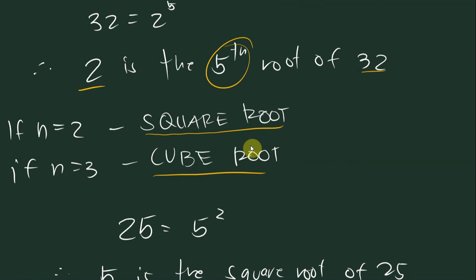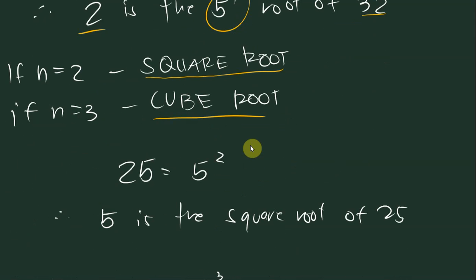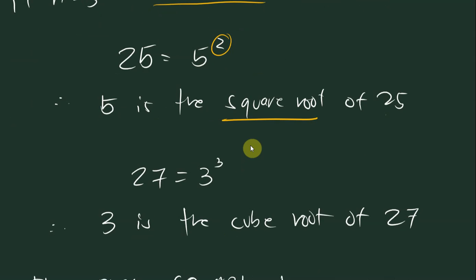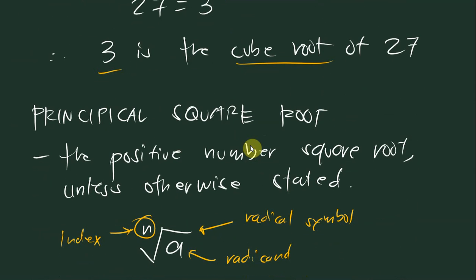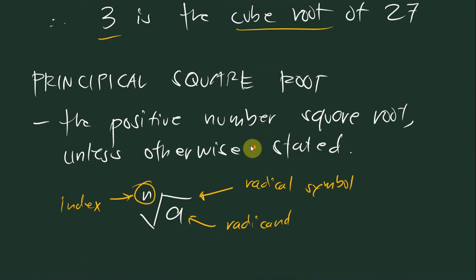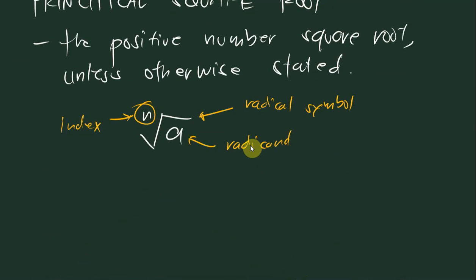Okay, so if we have 25, as an example, 25 is equal to 5 squared, then we say that 5 is the square root of 25. Okay, so n is equal to 2. Then if we have, say for example, 27 is equal to 3 cubed, then 3 is the cube root of 27. Okay, so now let's discuss the principal square root. This is the positive square root unless otherwise stated. Okay, and it is designated by this radical symbol. So a here is the radicand, and this symbol right here is the radical symbol, and n here is the index.